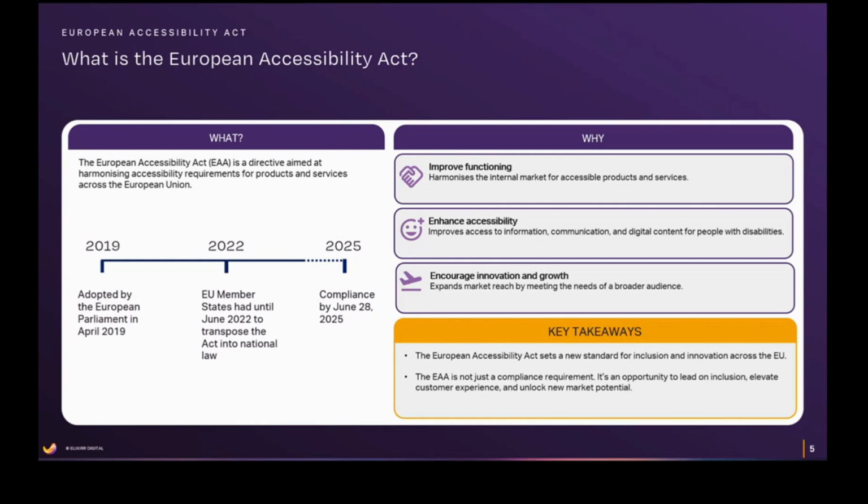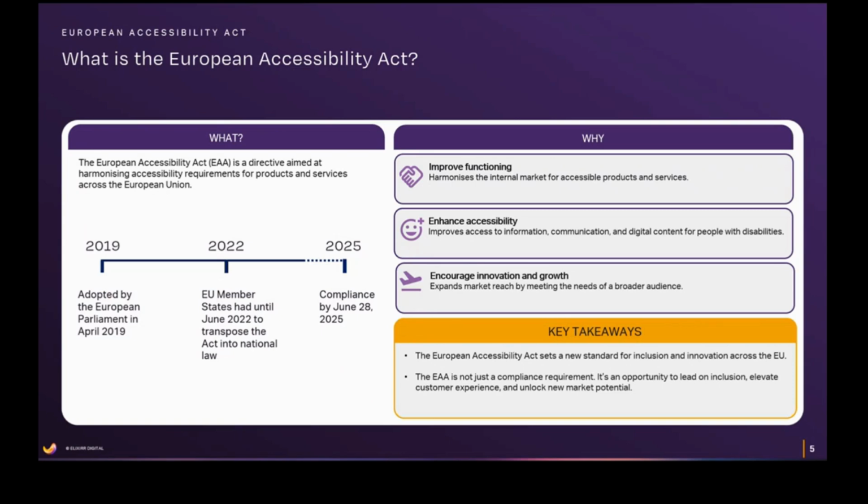So on the left-hand side, you can see a little chart of the timeline of the EAA. So in 2019, the Act was adopted by the European Parliament. The member states then had until June 2022 to transpose the directive into their national laws. And now, 2025, we have that key date to work towards, which is the 28th of June. And that's when businesses must ensure that their offerings meet the requirements if necessary.